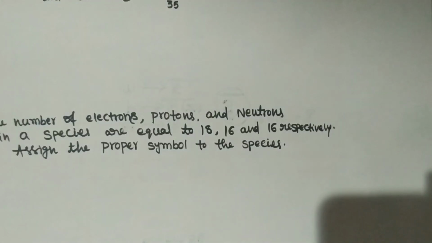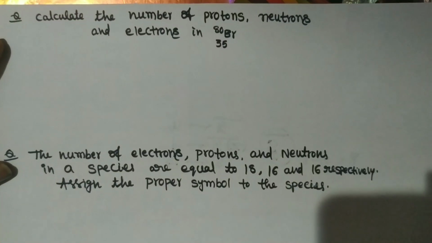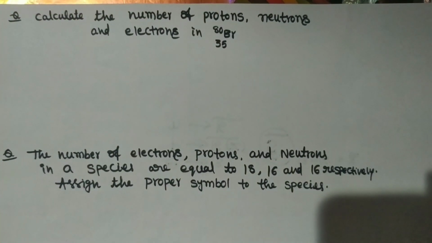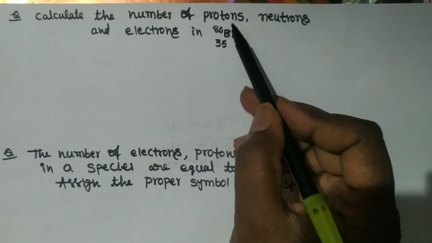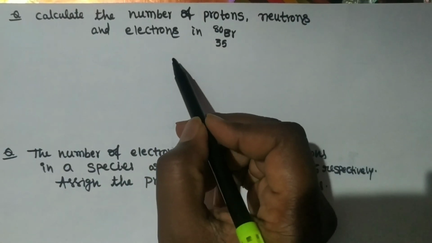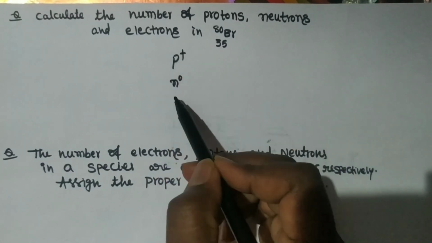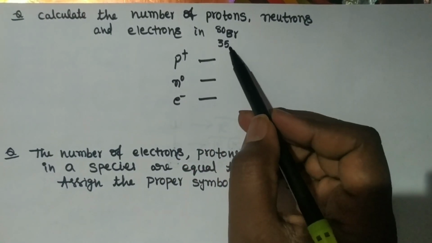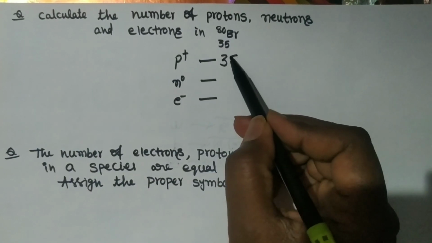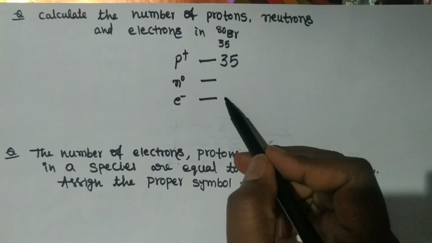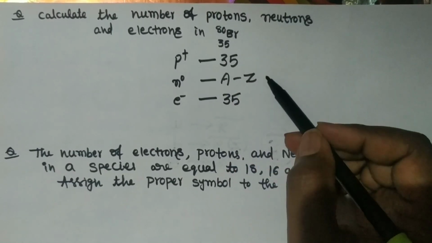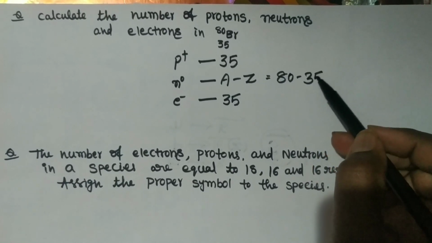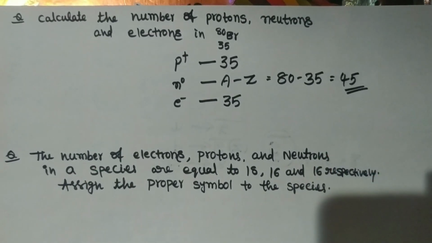Now, based on this topic we can see two questions. Question number 1: calculate the number of protons, neutrons and electrons in bromine, 35 80. Here the atomic number is 35, that is Z, and 80 is the mass number, that is A. They are asking for the number of protons, neutrons and electrons. The number of protons is nothing but the atomic number, so 35 is the protons, and electrons are 35 only. For neutrons we know the formula A minus Z: 80 is the mass number, so 80 minus 35 is equal to 45. So 45 neutrons are present in bromine.